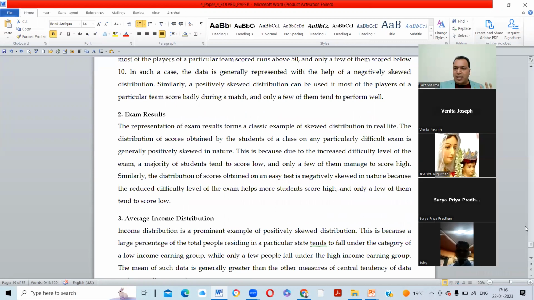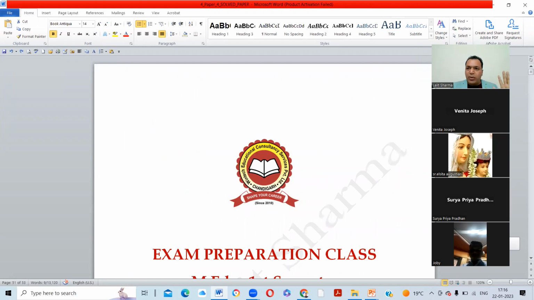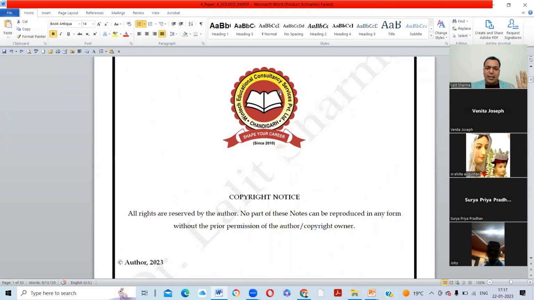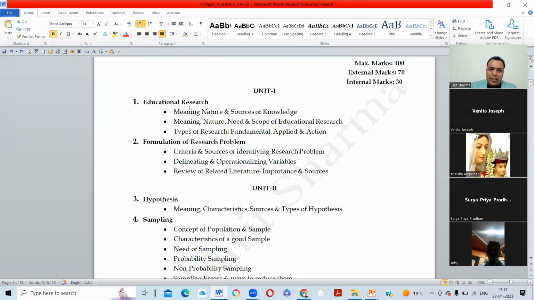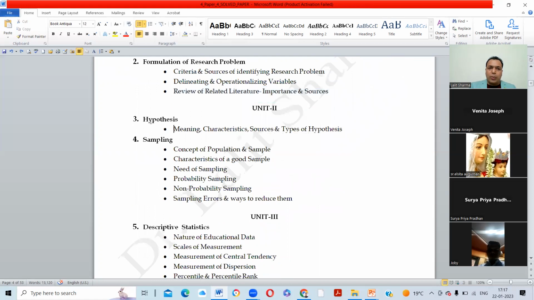Up to now we have solved the last year paper. Now we see our syllabus, guys. So when we see our syllabus, I think educational research we have done, we have touched every point: meaning, nature and scope, all the 3 types of educational research. Formulation of a research problem we have already done. Reviews we have touched. In unit 2, hypothesis we have done, right?